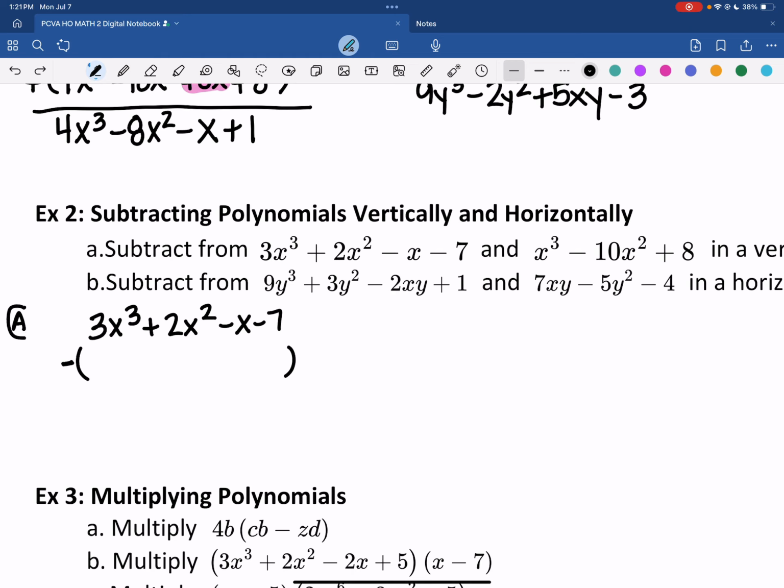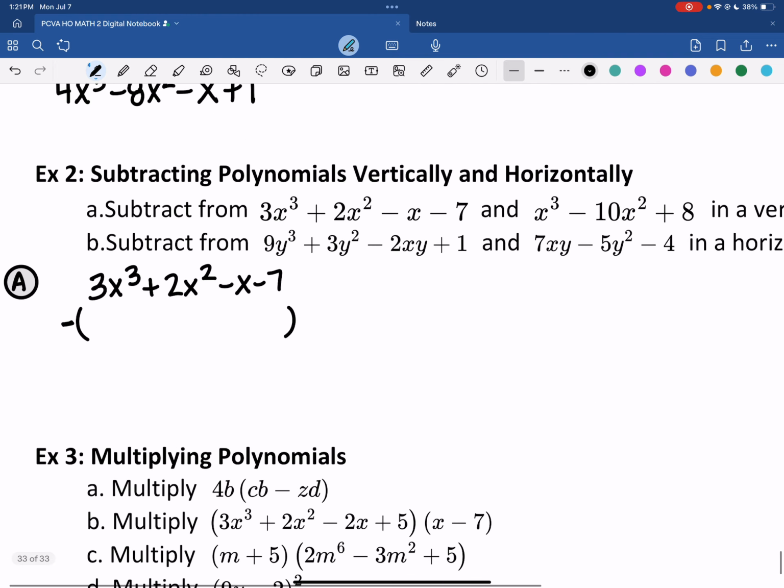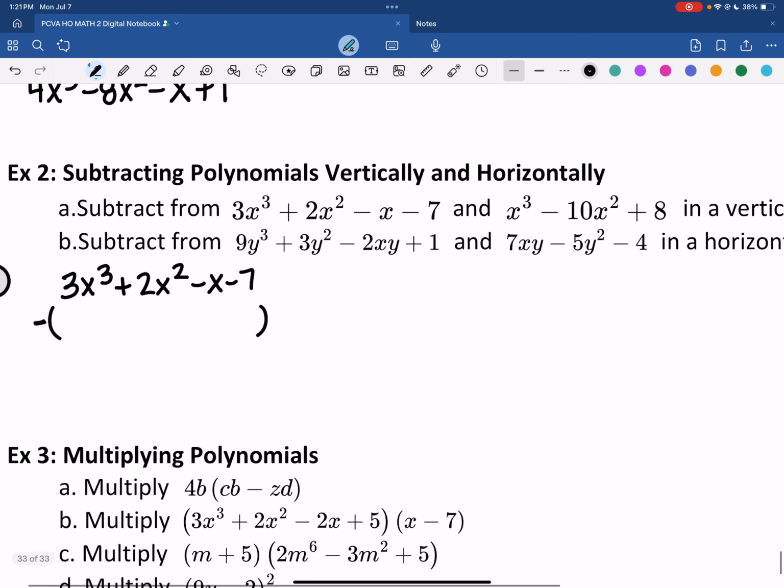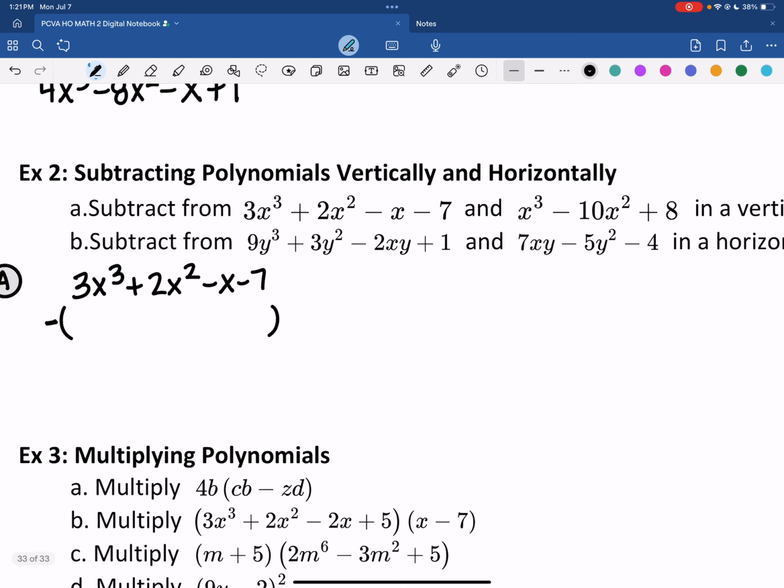When I subtract that, I've got to make sure that I'm subtracting every piece. So if I'm lining it up, it's actually the exact same problem; the only difference is we're subtracting this time. So I have x cubed here. I do have a negative 10x squared. Now I did not have an x, so you can put 0x if you want a placeholder there. And then my plus 8.